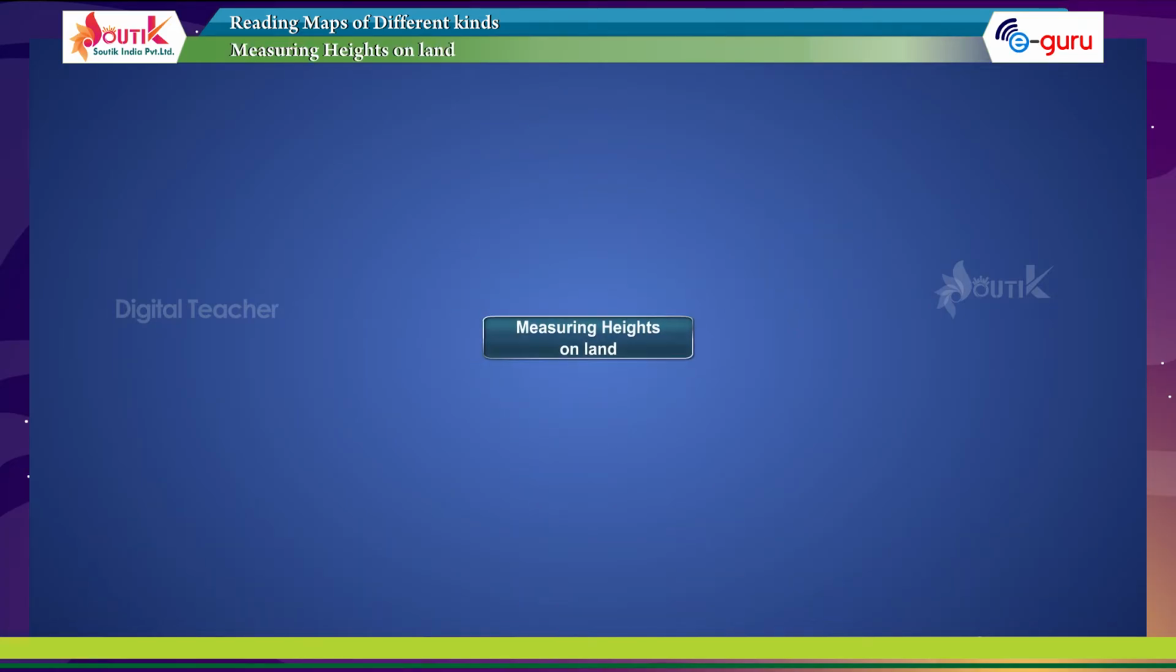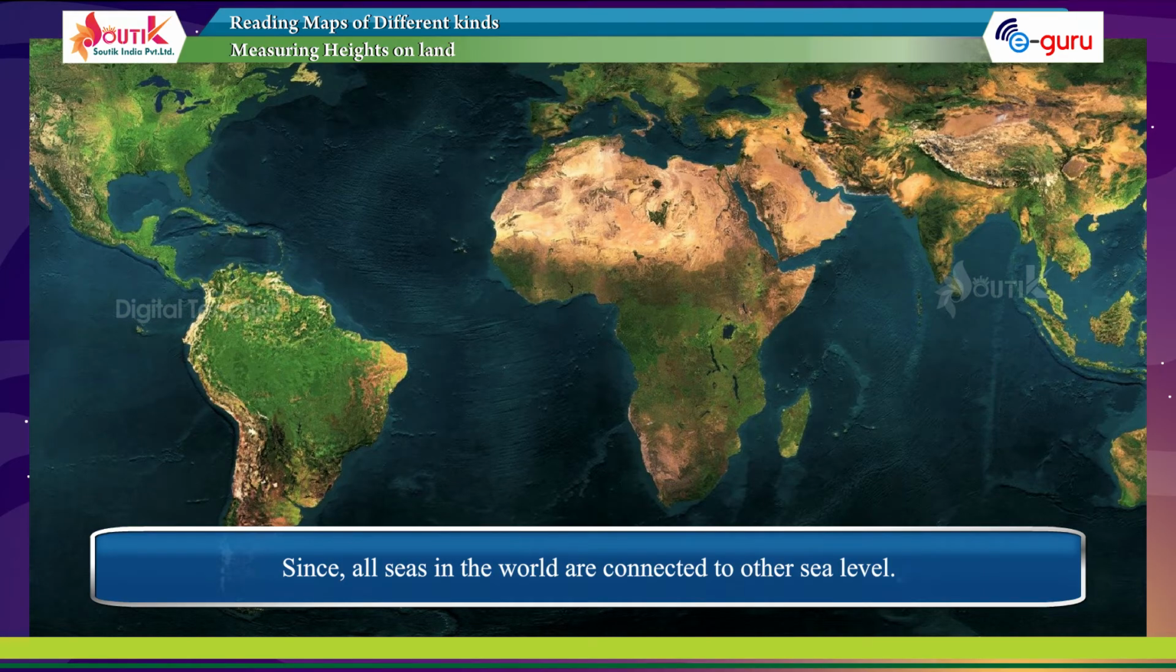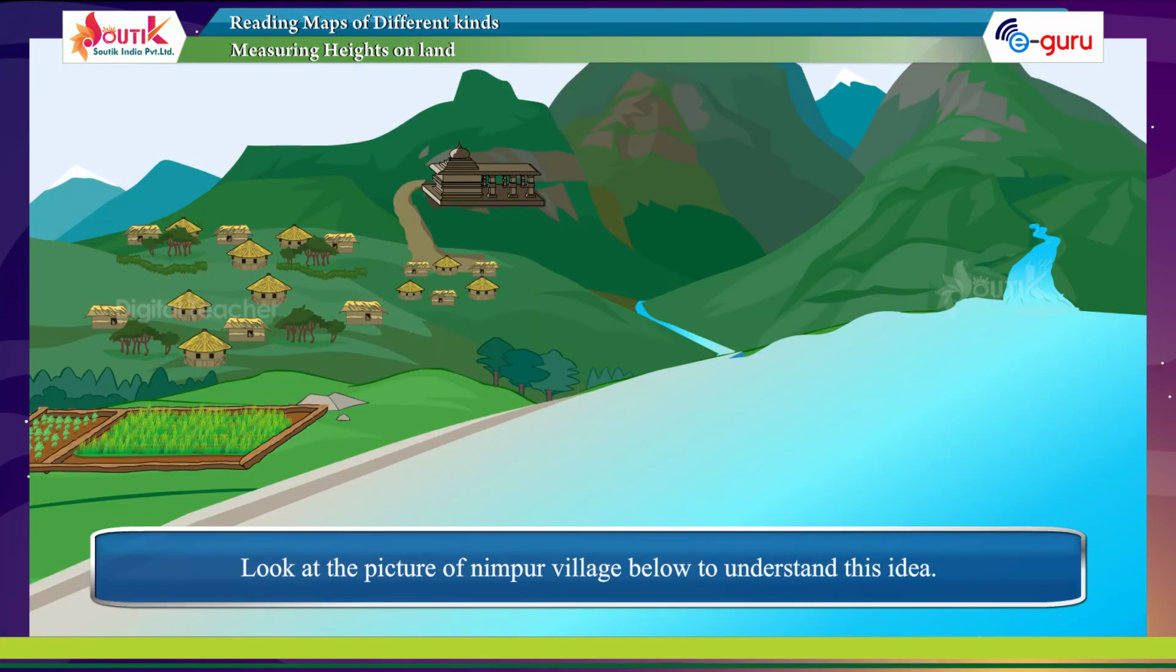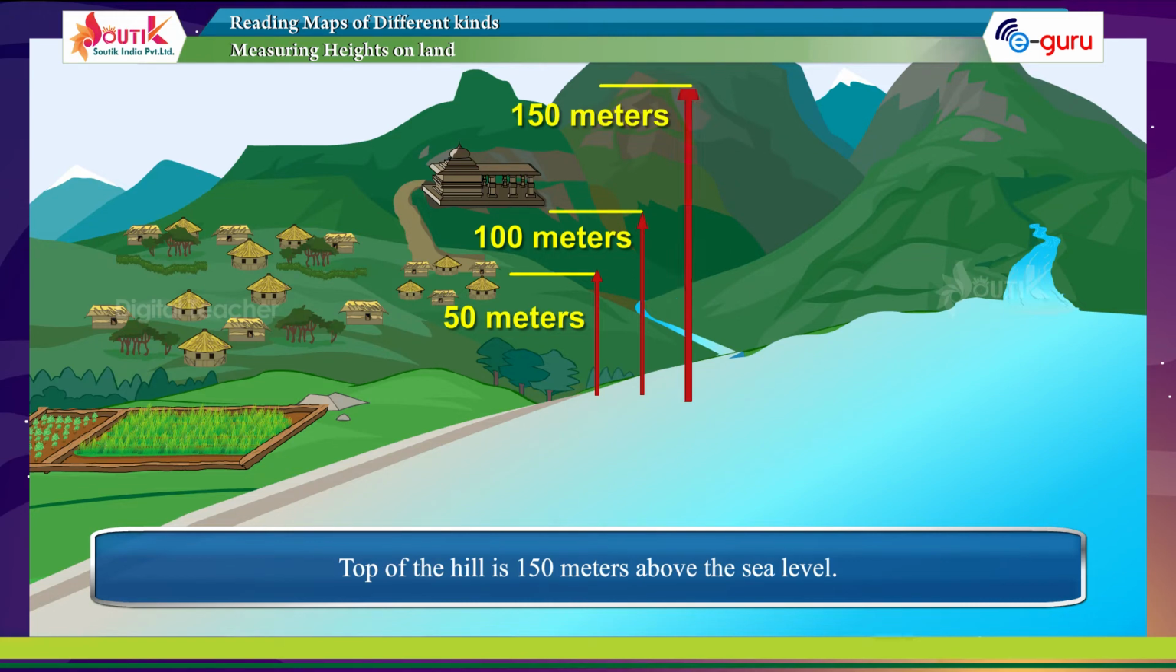Measuring heights on land. All heights on the land are calculated from the sea level, since all seas in the world are connected to each other. Look at the picture of Nimpur village below to understand this idea. Nimpur village is 50 meters above the sea level. The temple is 100 meters above the sea level. The top of the hill is 150 meters above the sea level.